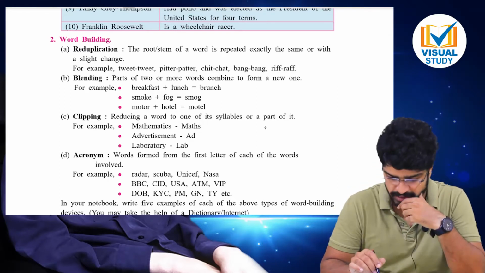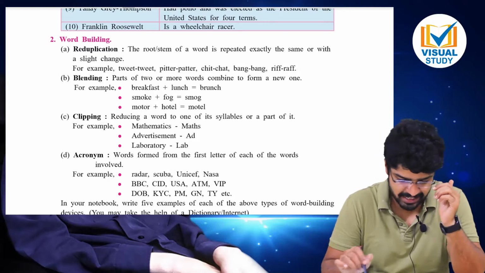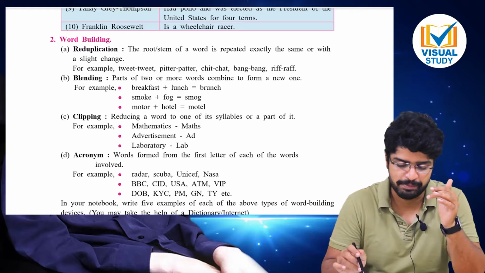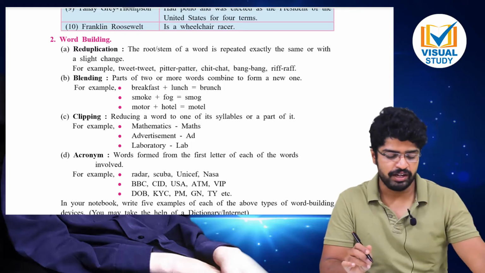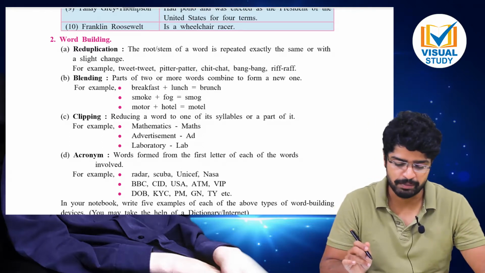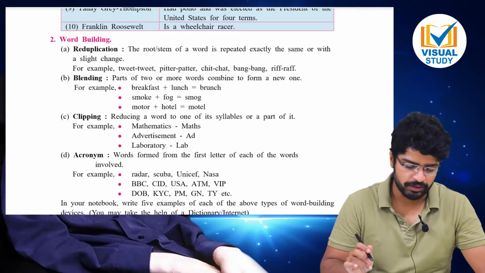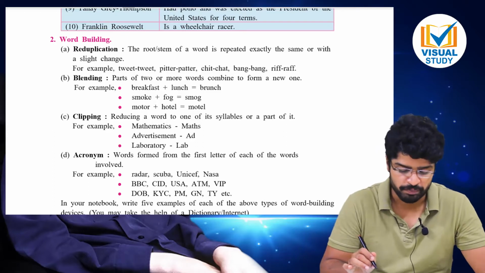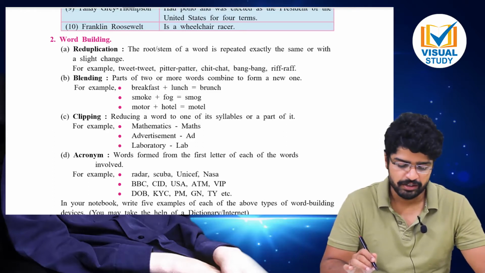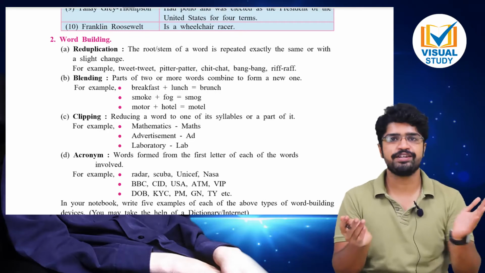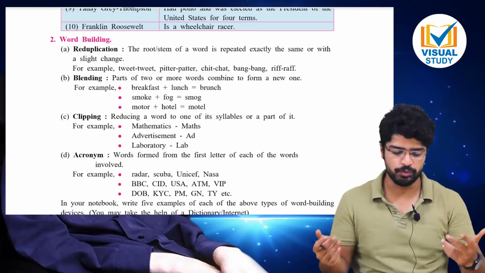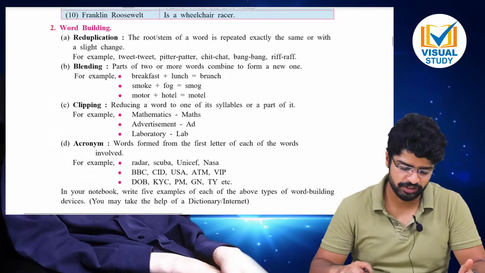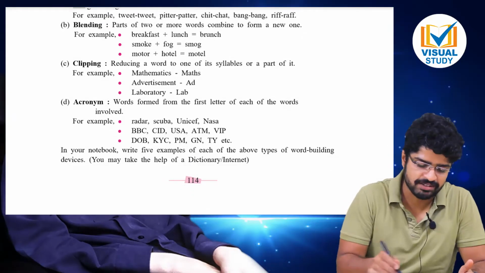Reduplication: the root stem of the word is repeated exactly the same or with a slight change. For example, tweet, pitter patter, chit chat, bing bang, bang bang, riff raff. Now blending: parts of 2 or more words combine to form a new one. Which means what? Breakfast plus lunch is brunch, smoke plus fog is smog, motor plus hotel is motel. So blending is where you try and blend the words to come up with a new word. Reducing a word: mathematics is maths, advertisement is ad, laboratory is lab. So these are also called clipping.